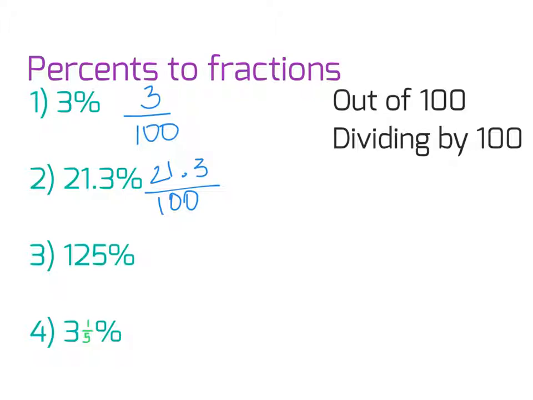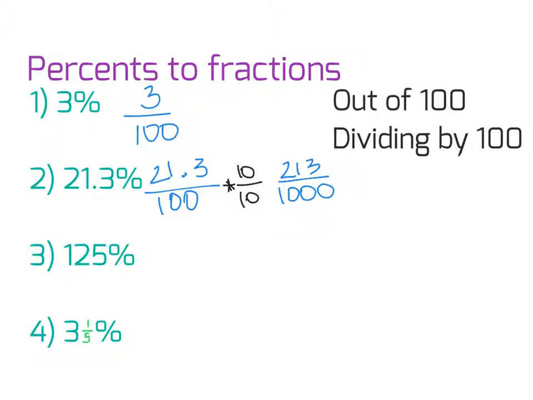So in order to make it so that we don't have a decimal there, I can just multiply both my numerator and my denominator by 10. Because remember, if I'm multiplying it by 10, that's taking my decimal and moving it once, which is exactly what I want to do. So what I would end up with here is 213 over 1,000. And that can't be simplified, so that is where my answer would stay.